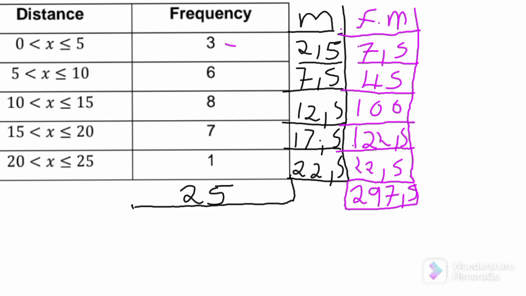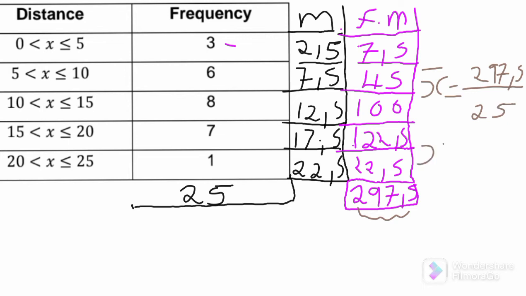So what is it that we're going to do? We're going to say, okay, mean. Let me just change the color so that we see what's going on here. So I'm going to write my mean over here. And then the first thing that we're going to do on top, we're going to write this total that we calculated over here, which is 297.5. We're going to divide it by the total of the frequency, which is 25.